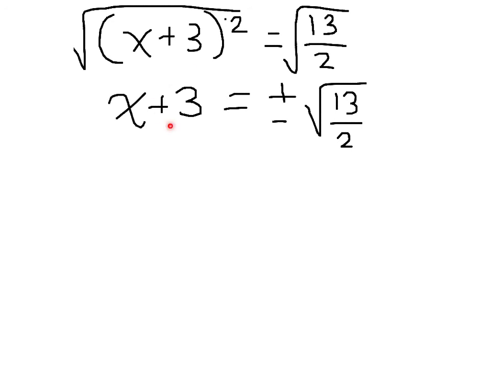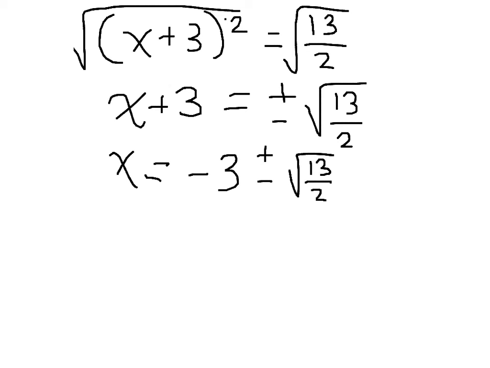I'm going to want to move the 3 to the other side to get x by itself, and when I do that, I'm going to write the negative 3 before the plus or the minus. It's simply conventional to do it that way. It's not incorrect if you do it the other way, but we want to do things conventionally. And we still have the square root of 13 over 2 here.